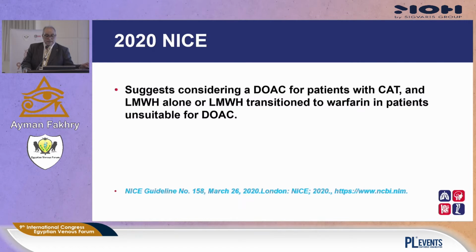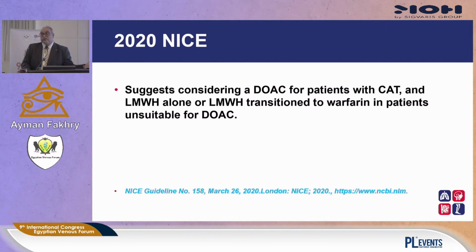It suggests considering the DOACs for patients with CAT, and low molecular weight heparin alone or low molecular weight heparin associated with warfarin in patients unsuitable for the DOACs. You see, we have the choice either to use low molecular weight heparin or the DOACs, and those who are not suitable for the DOACs have to shift to warfarin.